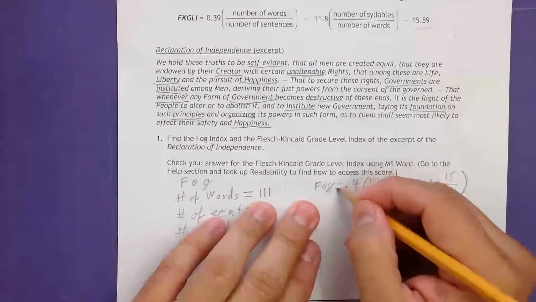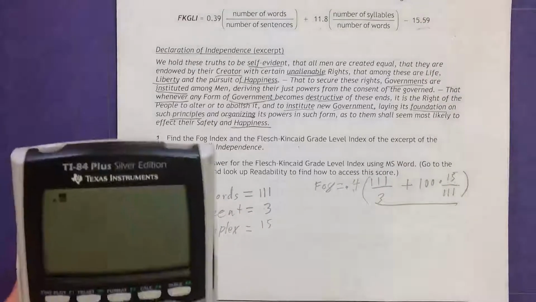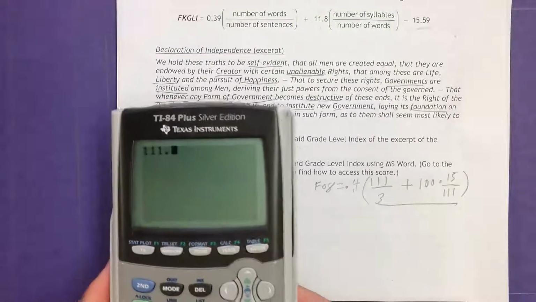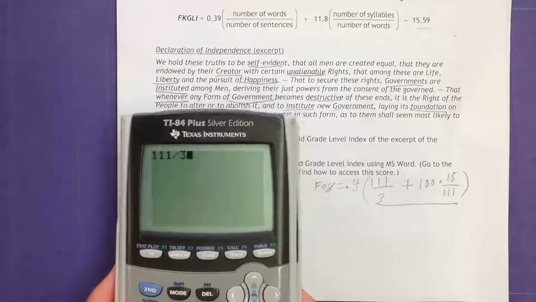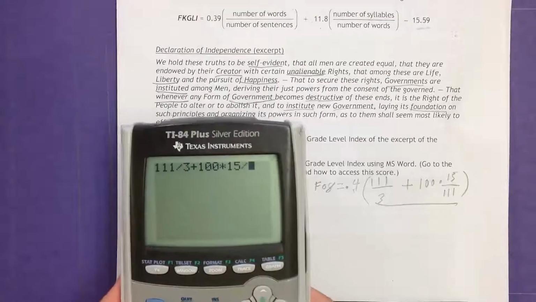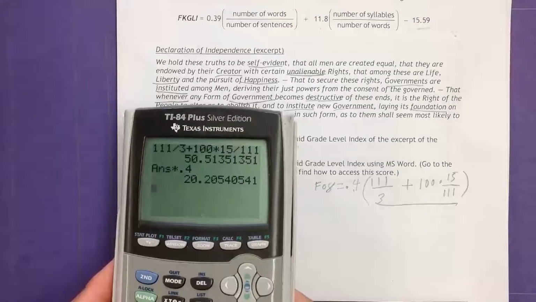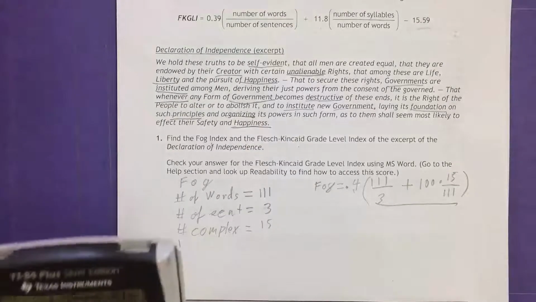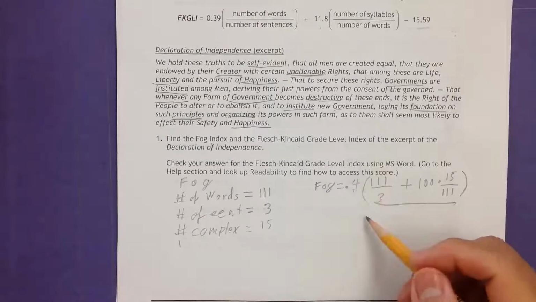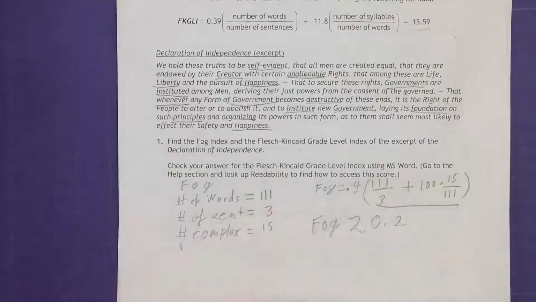Now, I noticed that a lot of people were doing this. Calculate this before you multiply by 0.4. So let's see. 111 divided by 3 plus 100 times 15 divided by 111. So you have 50 times 0.4. That gives me 20. Let me make sure that that's right. Yeah, 20.2. So that is the fog index.